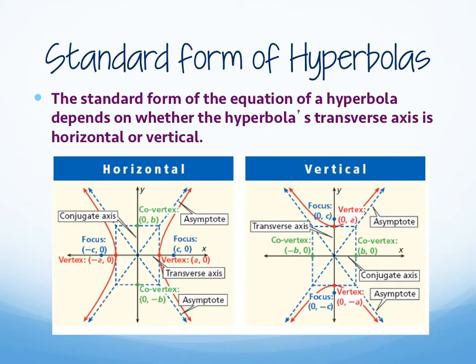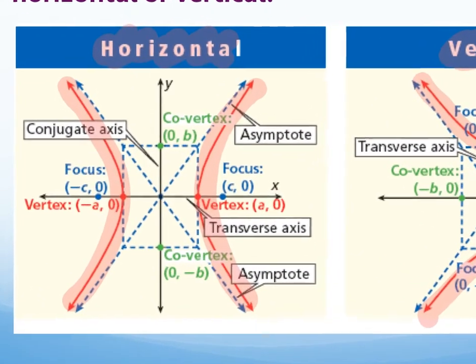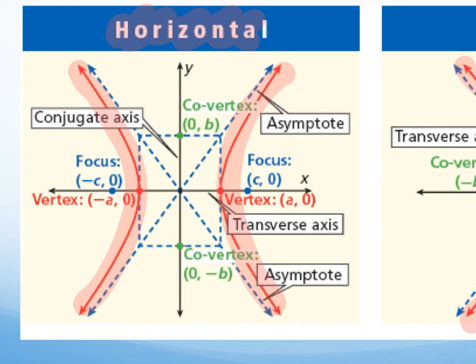All right, the standard form of the equation of a hyperbola depends on whether the hyperbola's transverse axis is horizontal or vertical. Just like with ellipses, you have horizontal and you have vertical. A horizontal one has the branches that point right and left, and a vertical one has the branches that point up and down. There's a lot of stuff going on here, so we're going to zoom in a little bit. You can see that the vertices are here and here. The foci are here and here inside those curves, and now we see where B is.